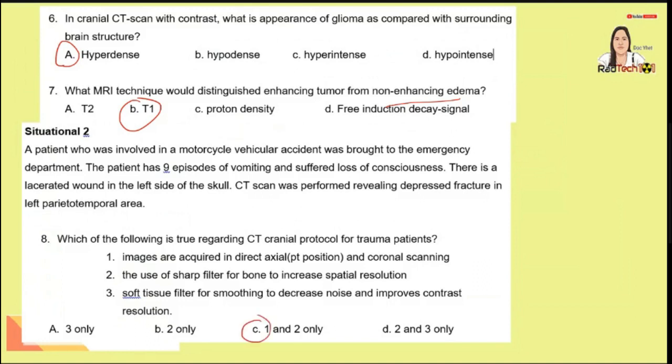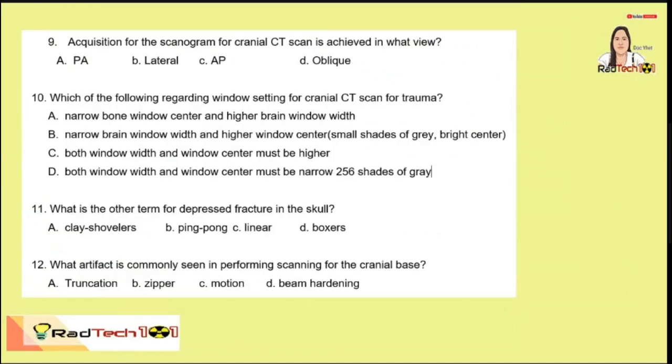So images are acquired in direct axial and coronal scanning while the patient is in supine position. And also the use of sharp filter for bone to increase spatial resolution. So these are the correct answer. So this is wrong. Okay. Number 9, acquisition for the scanogram for cranial CT scan is achieved in what view? So lateral. The scanogram for cranial CT is nakalateral yung patient.